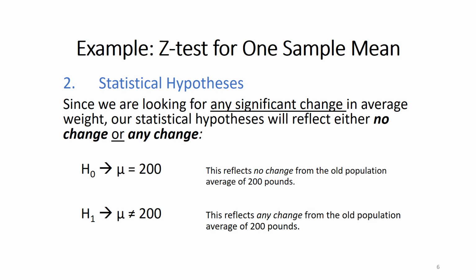Second thing we talked about with statistical hypotheses is that they have to be exhaustive. And once again, H0 and H1 are exhaustive, meaning they cover all possible outcomes. So whatever the new population mean happens to be, it's either equal to 200 or it's not equal to 200. So not equal to 200 means it could be less, it could be more, but it covers all possible outcomes. All right, let's move on to the next step.